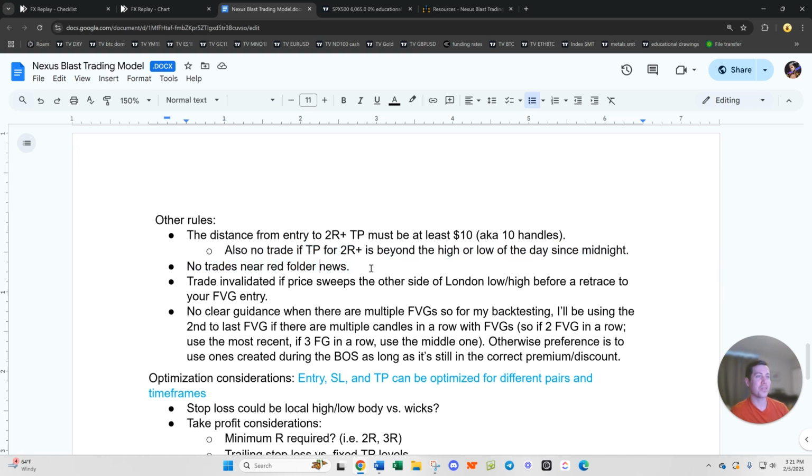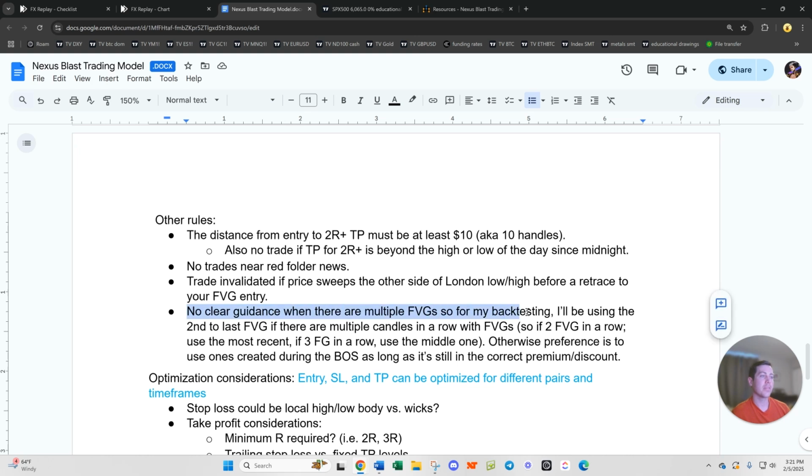He avoids red folder news like the plague, so we won't have any trades near red folder news. And then if you're looking for a short, price has swept the London high and you're waiting for a potential short entry, but then price sweeps the London low, it's basically going to invalidate that potential short. So if it sweeps the other side of the London range before it tags you in for your entry, that's going to invalidate the trade setup for that side.